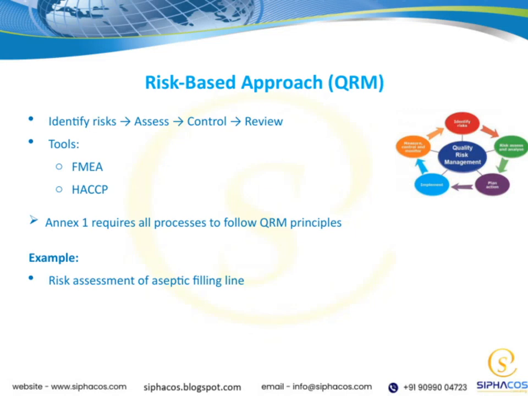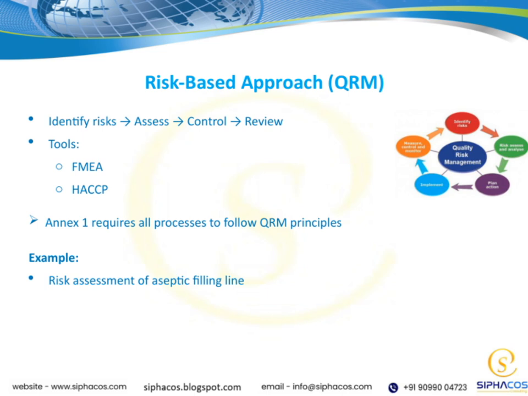Let's take a closer look at the risk-based approach, or QRM, which is at the core of our quality risk management process. The first step is to identify the risks that could potentially impact our processes or product quality. Once we've pinpointed these risks, we move on to assessing their significance and likelihood. This helps us prioritize which risks need more attention. Next, we implement controls to mitigate or eliminate these risks, ensuring our processes stay within acceptable limits. Finally, we review the controls and the overall risk management process to make sure everything remains effective and up to date.